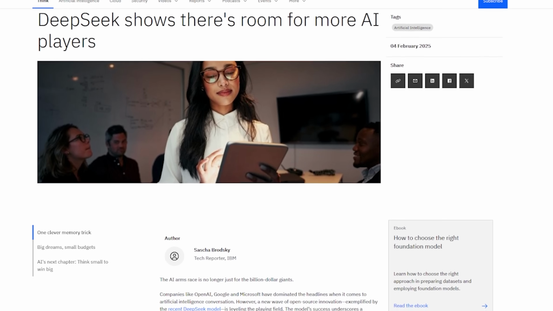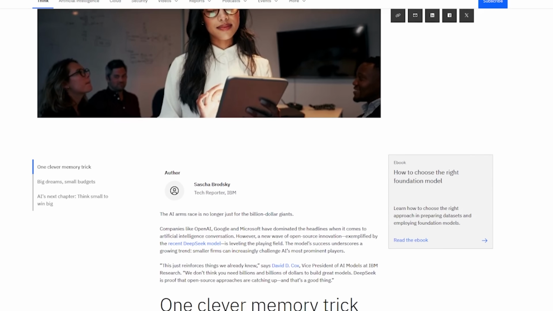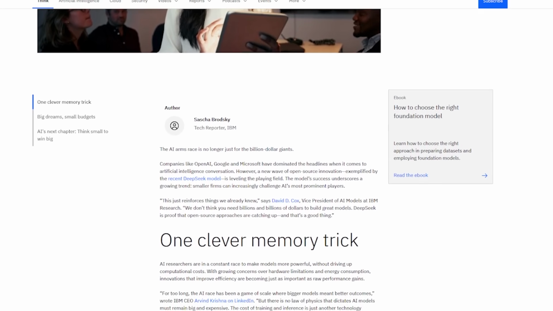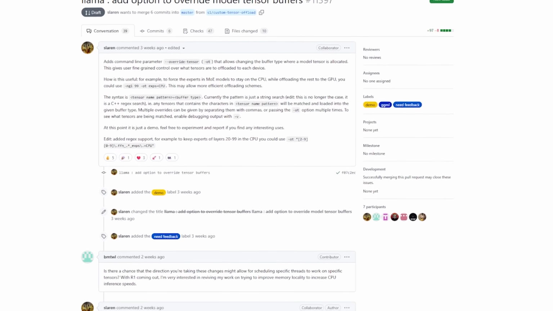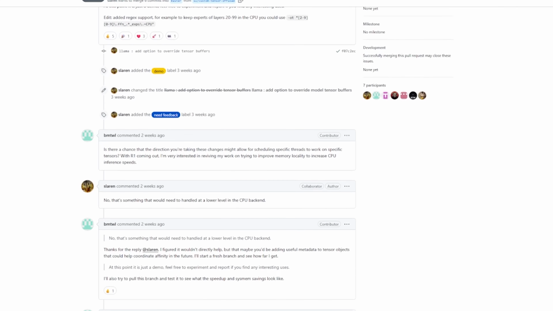IBM had a pretty good write-up of what this meant for the industry from IBM's perspective, or an IBMer's perspective, which is interesting insight into the industry, but also the things that are happening. So you should read into both of those things in this article. It's a reasoning model. It cost $5.5 million to train. That seems like a lot, but not really.